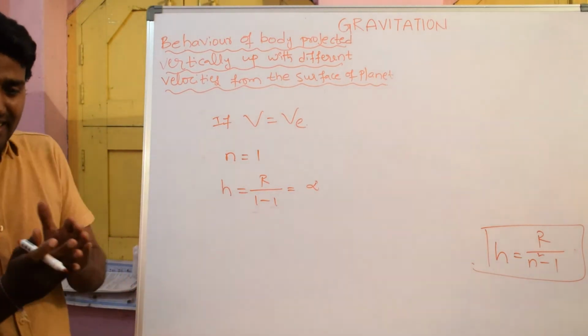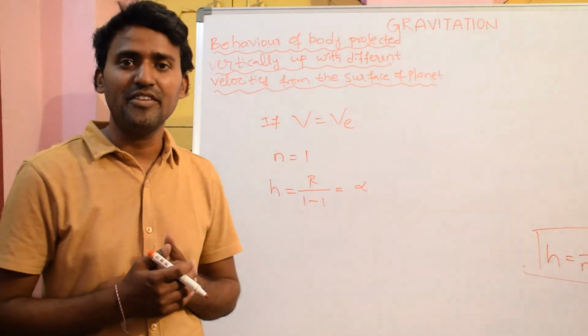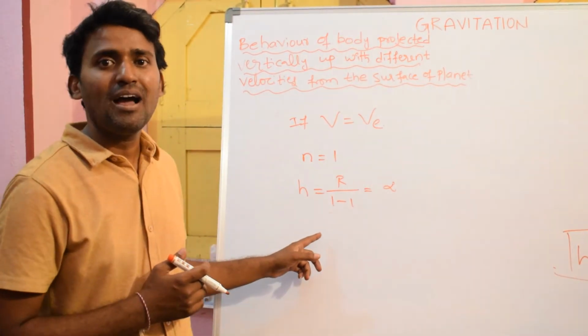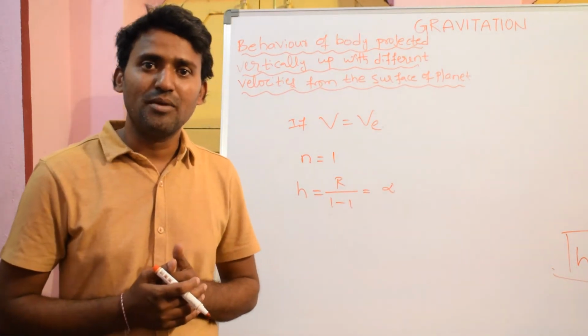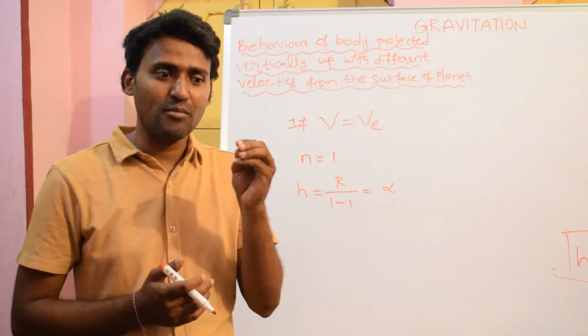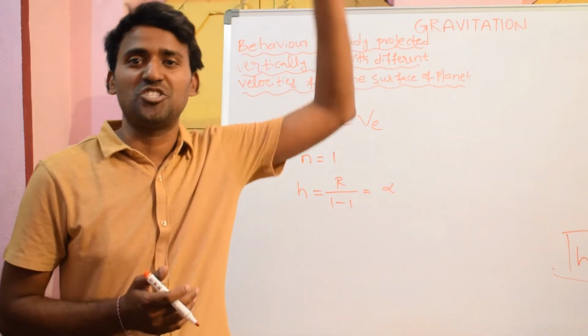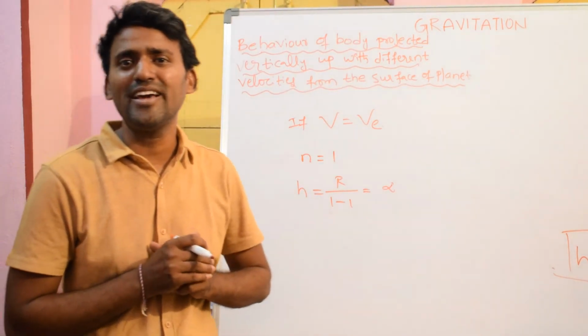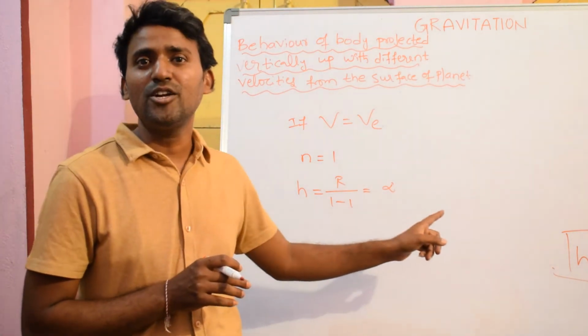When the object escapes from the gravitational field, the maximum height is infinity. Every time you have to remember, when the object is out of the field, that is at infinity distance, we have to consider it as infinity distance. That's why we got the answer also as infinity distance.